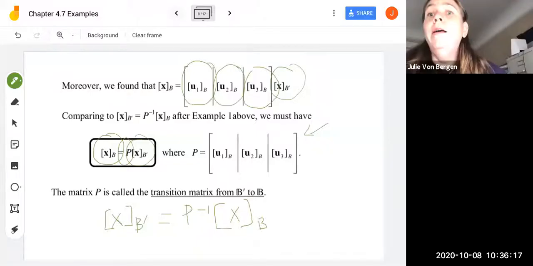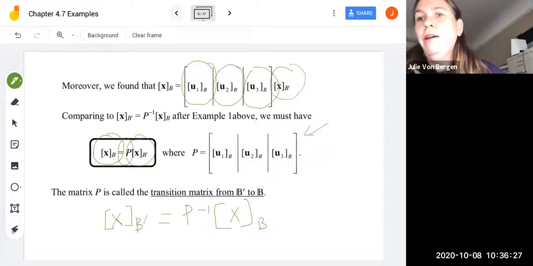In this video, we continue with chapter 4.7 examples and take a look at some transition matrix calculations. So we have just seen that P is the transition matrix from B prime to B. And so when we're trying to find the scalars to get in the opposite direction from B to B prime, we use the inverse of that transition matrix.